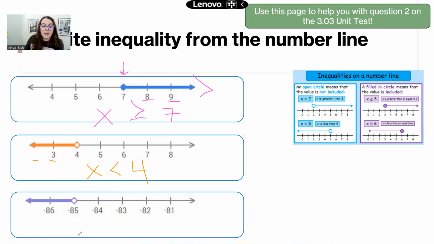And finally, the last one, again, we start with our x, then we plot our number. And again, I have an open circle and it is decreasing, so I know that x is going to be a number less than -85. So use this page to help you with question number 2 on your Unit 3 test. Again, just get super comfortable with those circles, what they mean, and then the direction of those arrows.